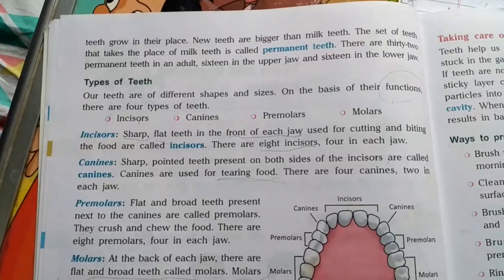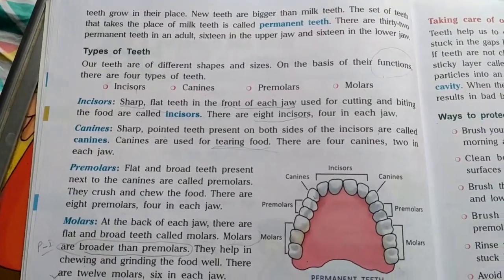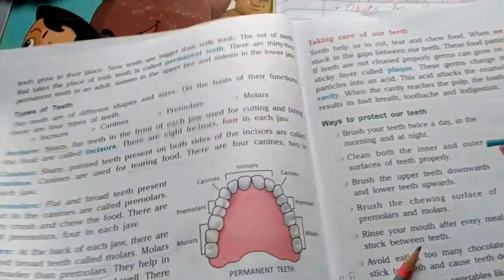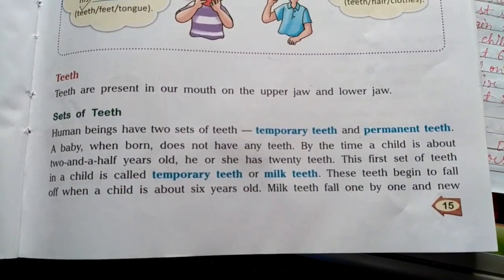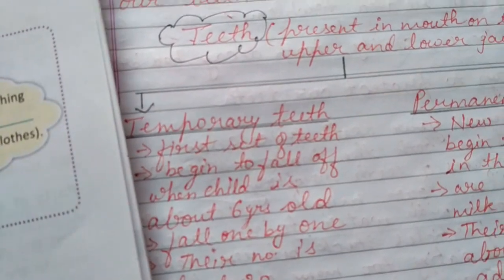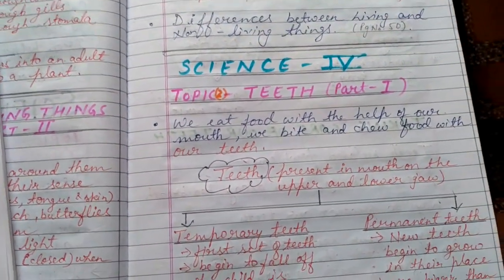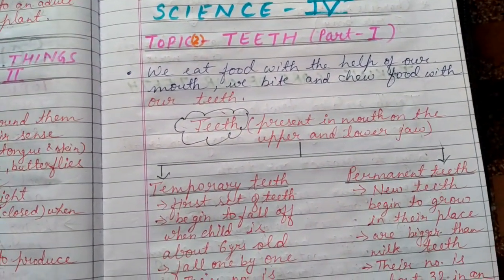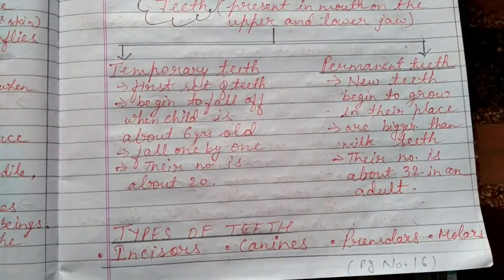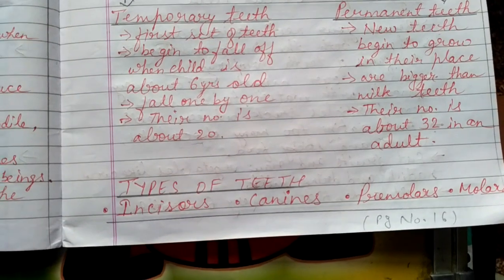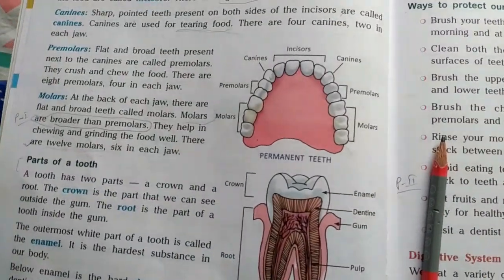So this was all about the types of teeth and the sets of teeth, that is the temporary and permanent teeth, which we have studied today in this portion of the video. That was the topic teeth, part 1: temporary teeth, permanent teeth, and the types of teeth: incisors, canines, premolars and molars.